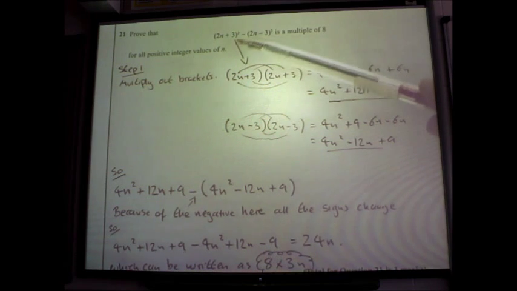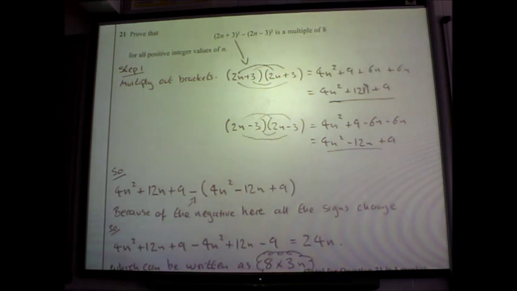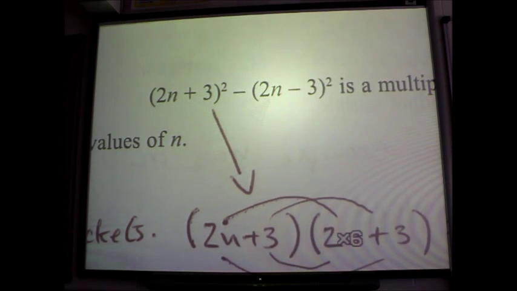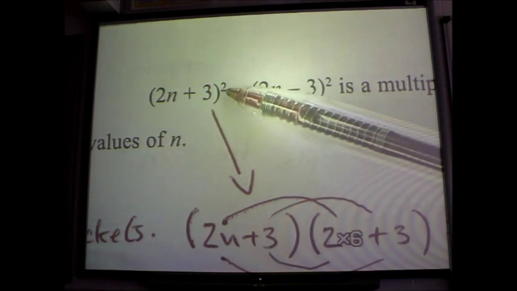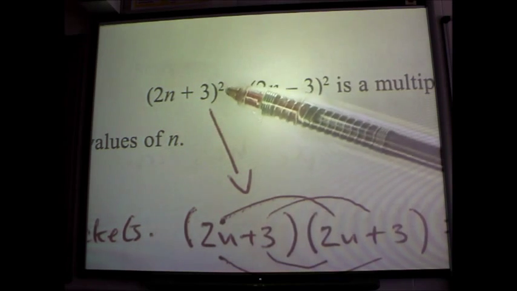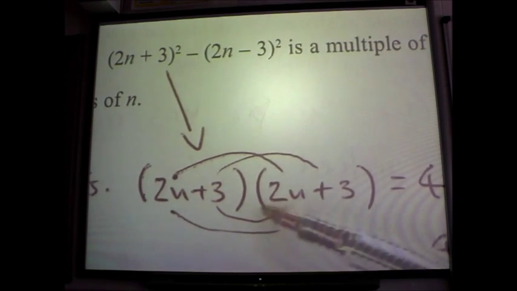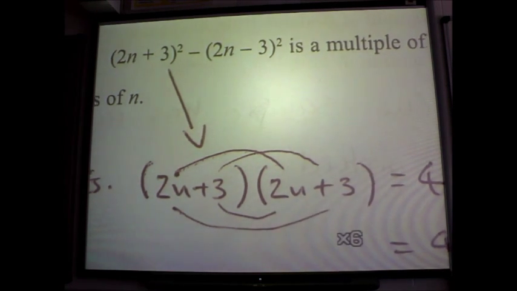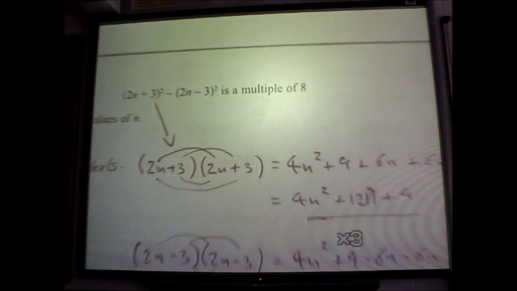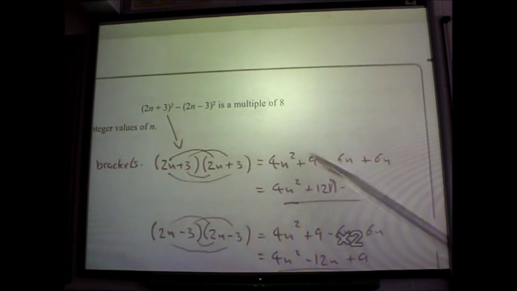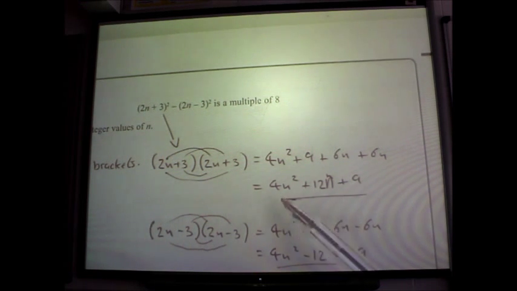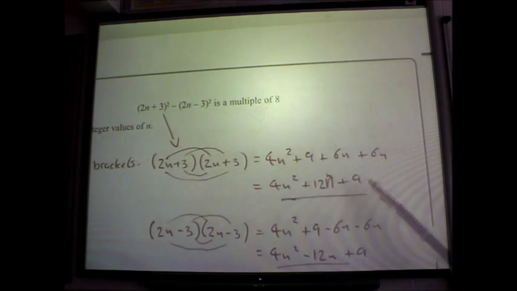I've multiplied out these brackets, because if you look, those brackets are 2n add 3 squared. So what that means is you've got to times it by itself. So that's what I've done here. If we follow that through and simplify it, you should get 4n squared add 6n add 6n add 9, which simplifies to 4n squared add 12n add 9.